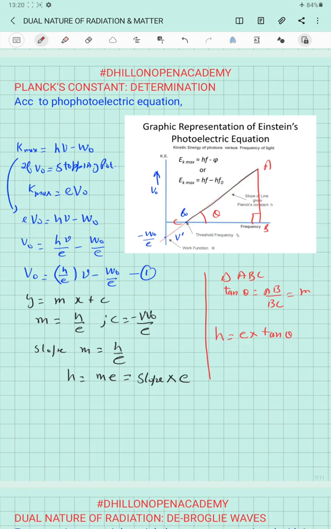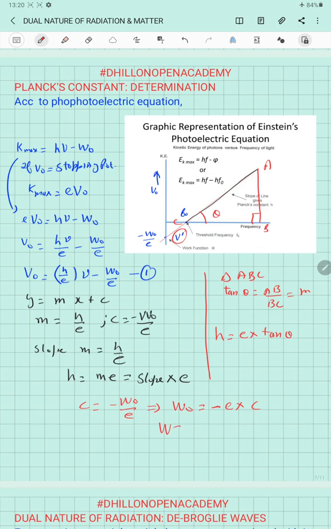Also the intercept on the y-axis is equal to minus w naught over E, which means we can write w naught is equal to minus E into the value of C. What is C? C is the intercept of the straight line on the y-axis, which is giving us a negative value of the voltage, which we have indicated by V dash over here.